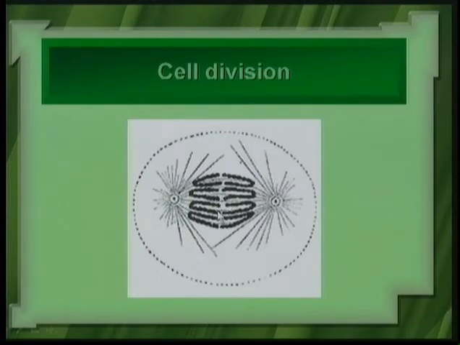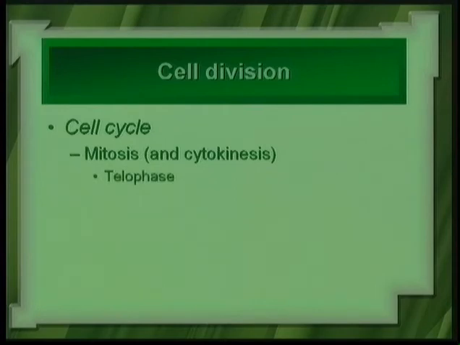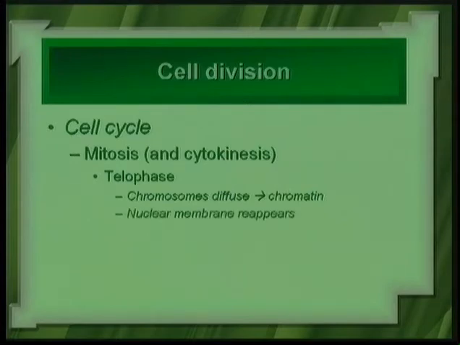So in this cell here, you will end up with mitosis and cytokinesis, and then we have telophase. Generally, during telophase, it's almost the inverse of prophase. The chromosomes will get into their diffuse state, known as chromatin. Another thing that will happen is that the nuclear membrane will begin to reappear and reform.